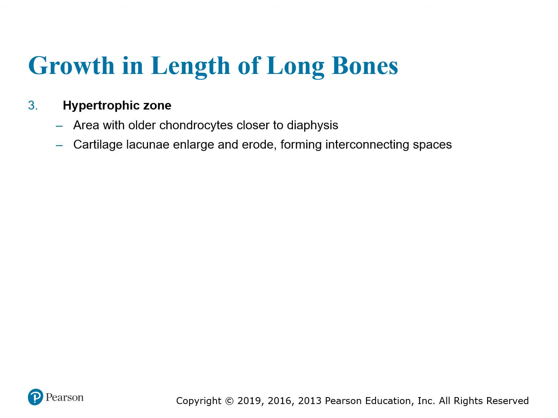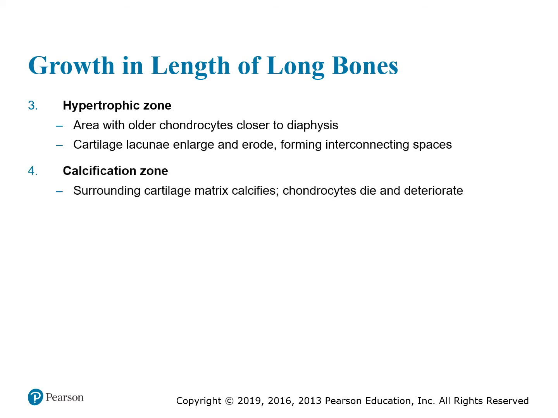The third zone is called the hypertrophic zone, and in this case, the cartilage lacunae are going to enlarge and erode. Hypertrophic basically means larger form, and these older chondrocytes are closer to the diaphysis, so they're not on that leading growth edge. Again, here the lacunae are going to enlarge, and they're going to erode, and they're going to start interconnecting.